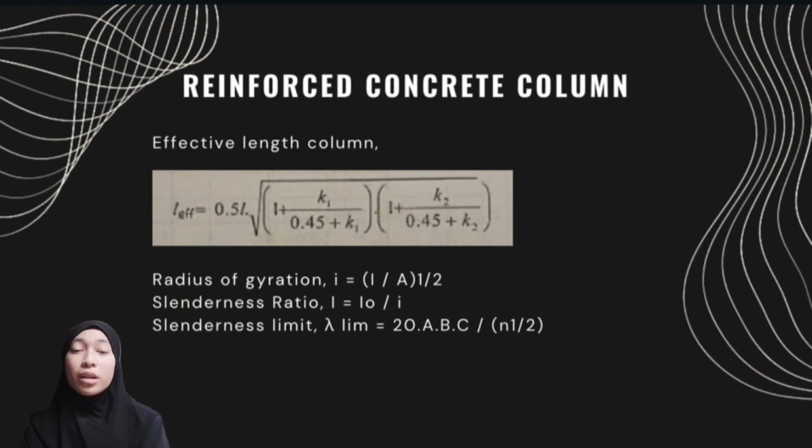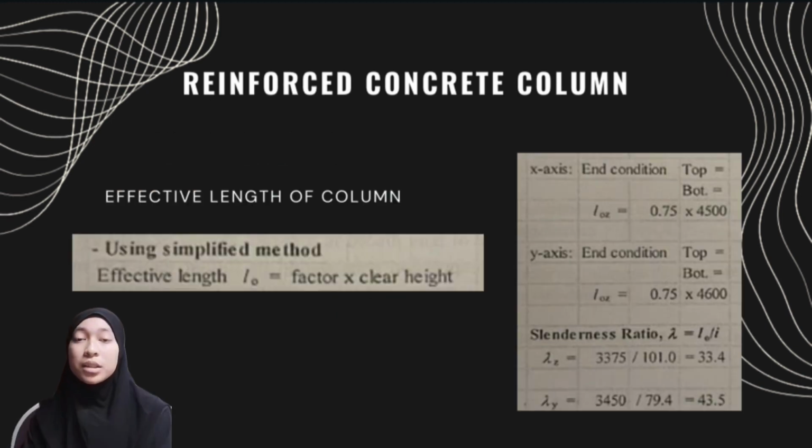For effective length of column, radius of gyration i equals (I divided by A) to the power of 1 divided by 2, slenderness ratio λ equals l0 divided by i. Slenderness limit, λ lim equals 20 times A times B times C divided by (n) to the power of 1 divided by 2. Lastly, calculate the effective length of column following the simple method, factor times clear height for both x-axis and y-axis.